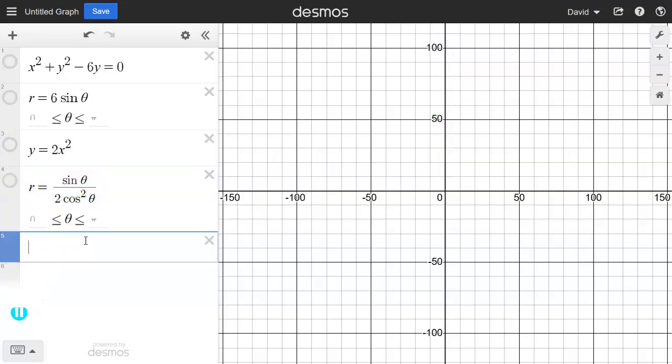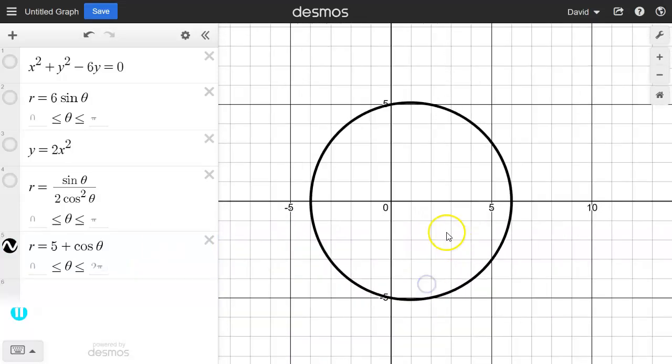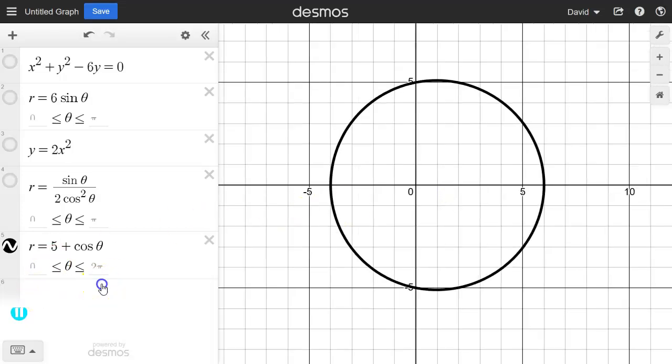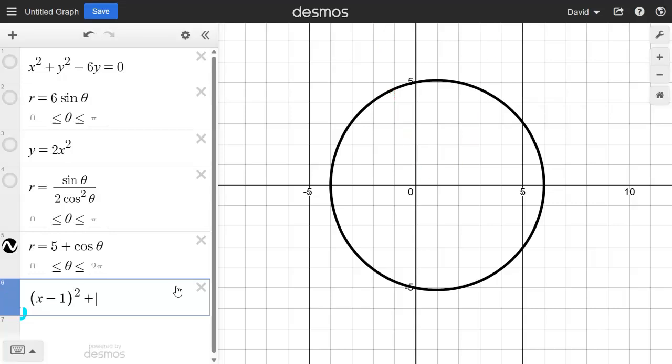Okay, so this is going to be r equals 5 plus cosine theta. There we go. So it looks like a circle, maybe centered at 0, 1. It's interesting, I don't know if this is right or not. Let me see here. And it looks like it has a radius of 5.